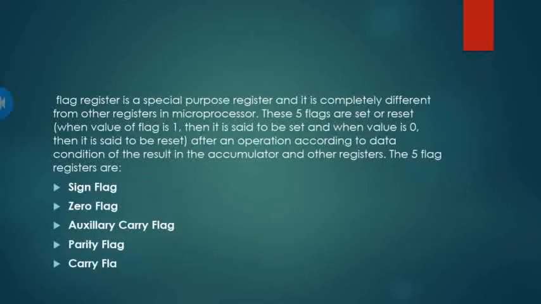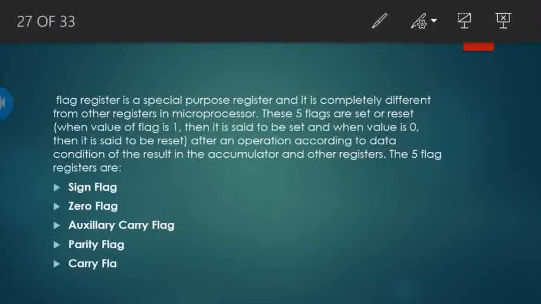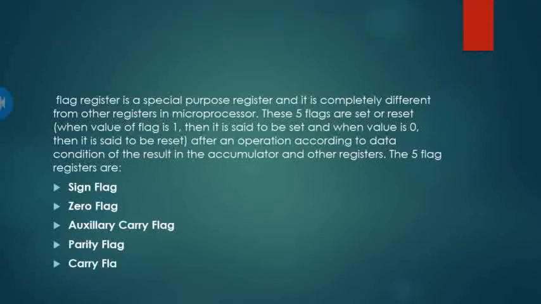Next type of registers of 8085 are flag registers. Flag registers are used to indicate the status of different things. So the flag register is a special purpose register and it is completely different from other types of registers. It is different because, as the name is flag, it is used to indicate different values by representing the values of the flags.